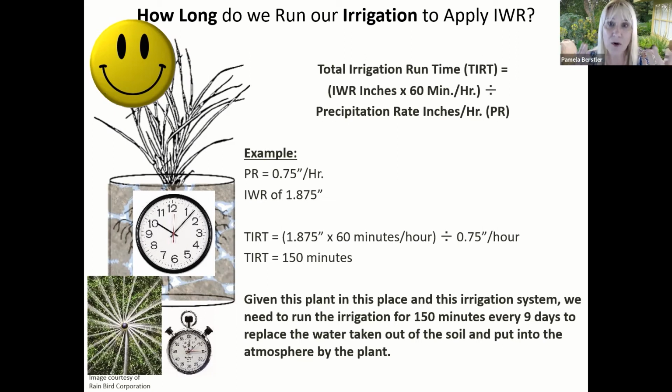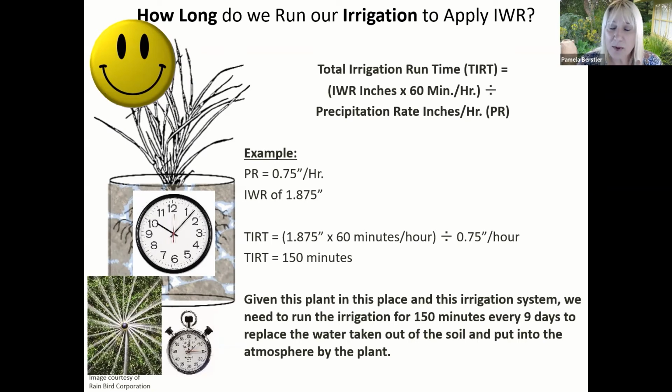And the formula for total irrigation run time, which is again minutes, is the irrigation water requirement in inches times 60 minutes per hour. So this is basically converting the irrigation water requirement in inches into inches per minute per hour, and dividing it by the precipitation rate in inches per hour. And what we get then is the minutes that we have to run the irrigation system for in order to apply that irrigation water requirement.